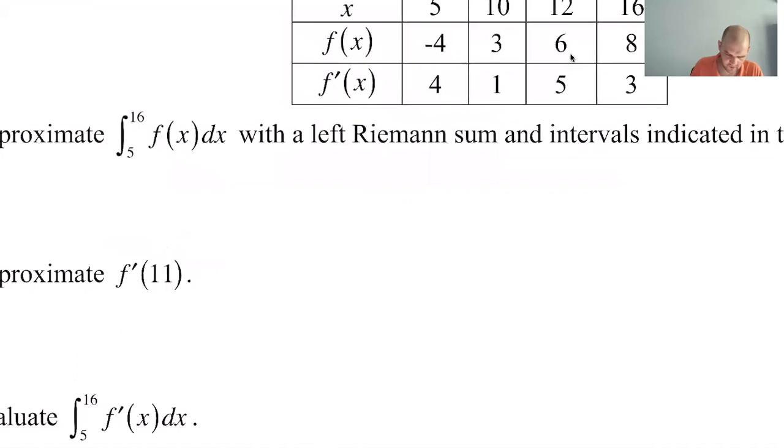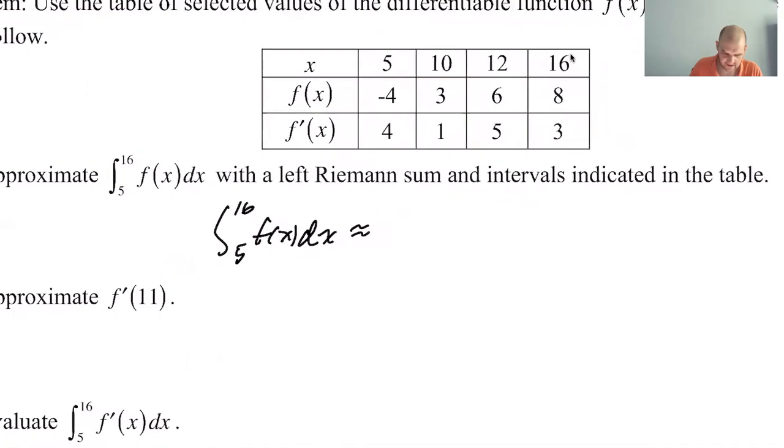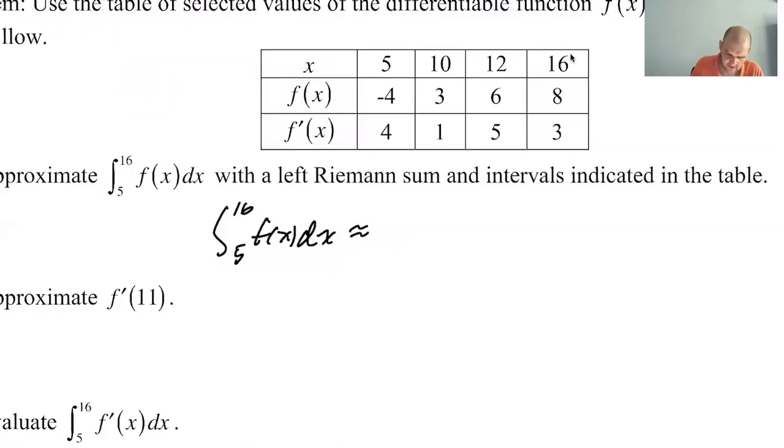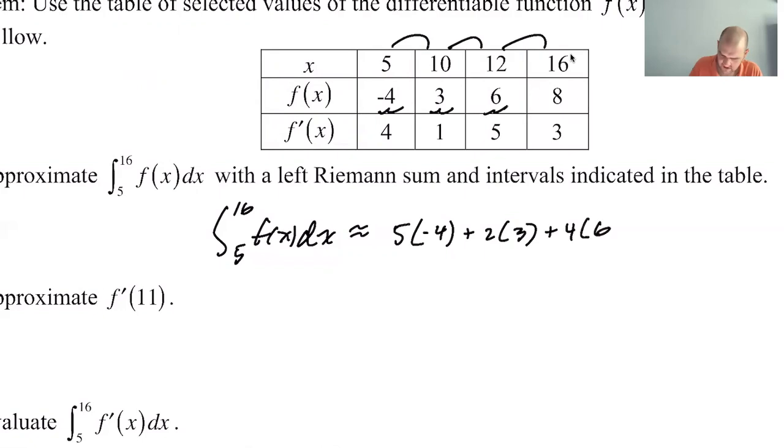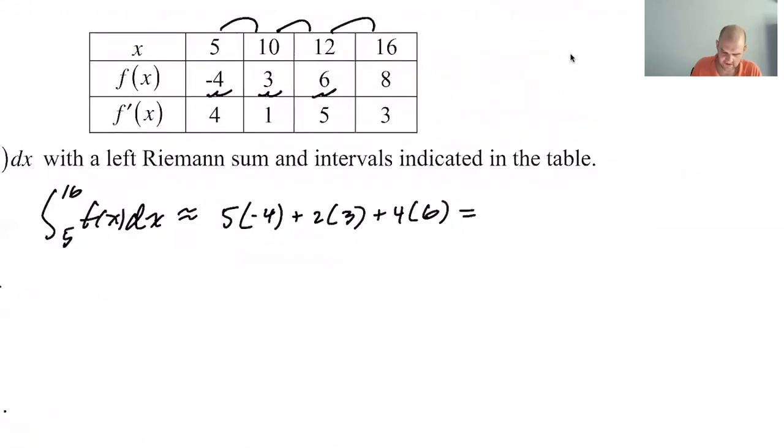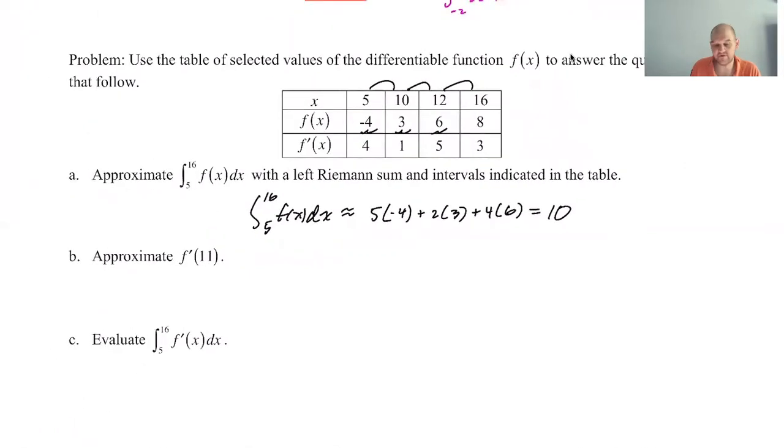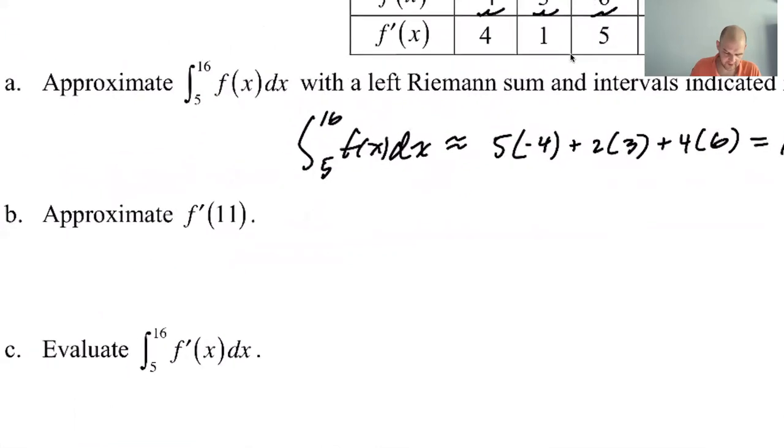So first we write the integral, going from 5 to 16. Now we're not going to get the real value, so it's an approximation, and it's a left Riemann sum. So first we'll go from 5 to 10, which is 5, and we'll use that -4. Then we go from 10 to 12, which is 2, and we use this, which is 3. Then we go from 12 to 16, which is 4, and we use this, which is 6. And that is -20, and 6 is 24, so 4, and 6 is 10. I believe that's correct.